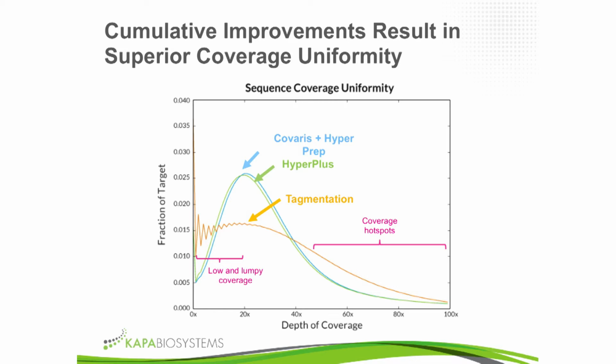Whereas on the other hand, with the tagmentation-based libraries, you see 2 distinct differences. There are coverage hotspots as well as low and lumpy coverage. The result is that you get a lower overall mean coverage, meaning that you need to sequence more to get your desired coverage for every base.